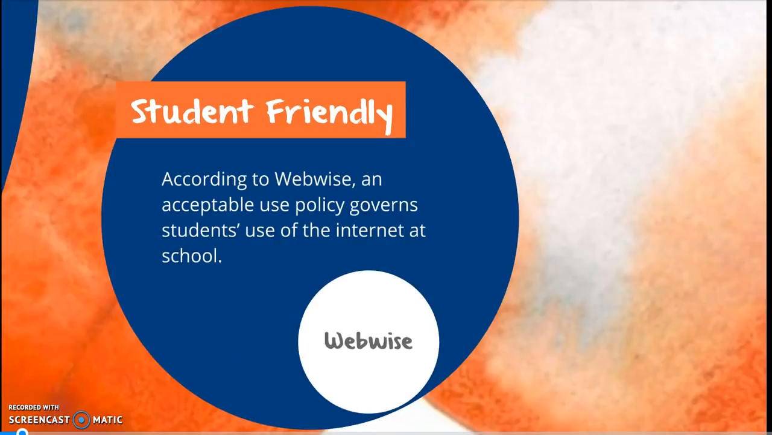WebWise does a better job of using student-friendly language, which is important when sharing the AUP in your classroom. According to WebWise, an AUP is an important document which governs students' use of the Internet at school and covers a wide range of issues surrounding the rights, responsibilities, and privileges connected with computer use. An AUP should clearly state what the user is and is not allowed to do with their resources.